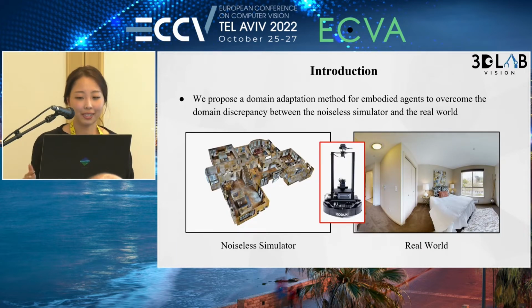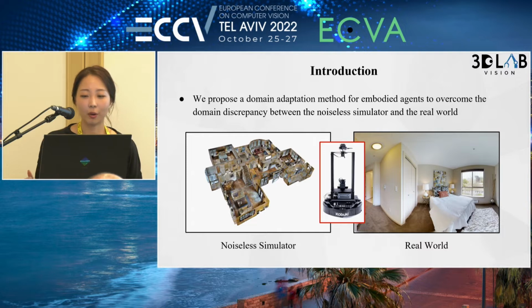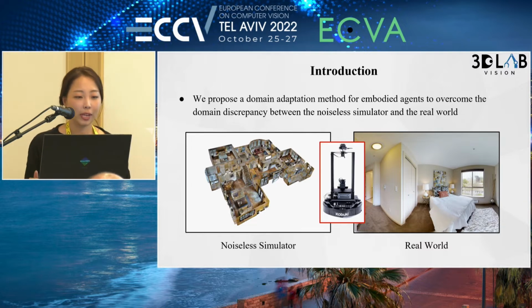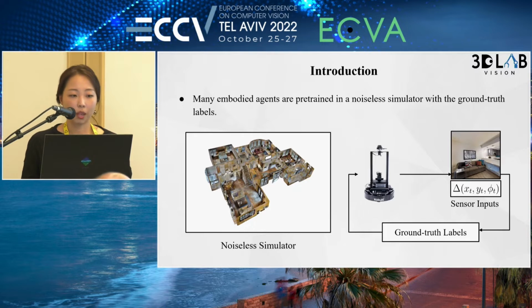As is very self-explanatory from the title, our work proposes a domain adaptation method for embodied agents to overcome the domain discrepancy between the noiseless simulator and the real world. Many embodied agents are generally pre-trained in a noiseless simulator with the ground truth labels, due to the difficulty of collecting the ground truth labels in the real world.